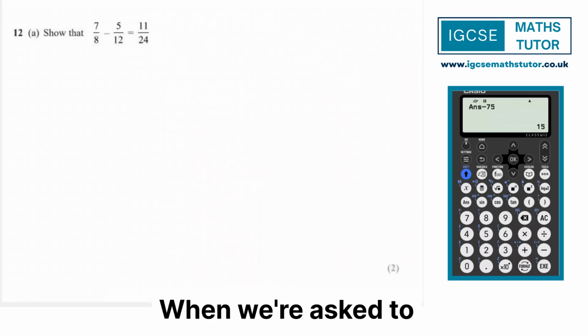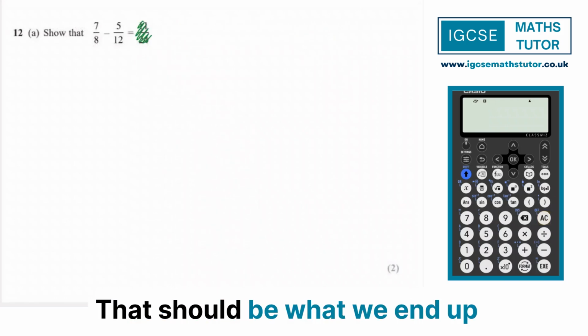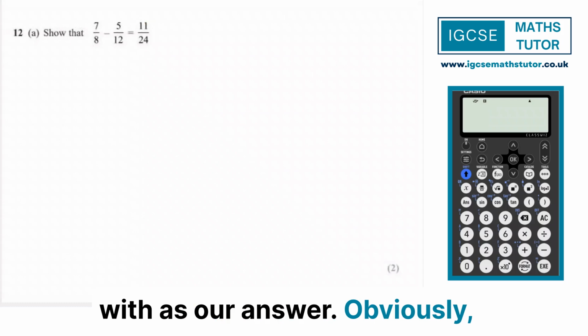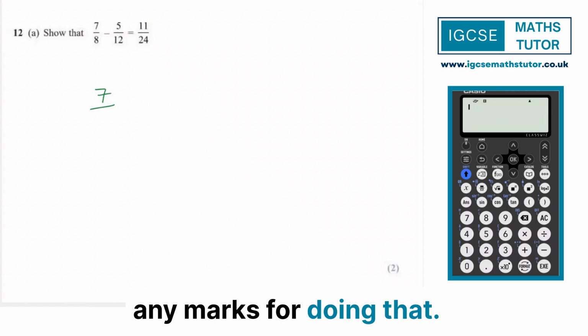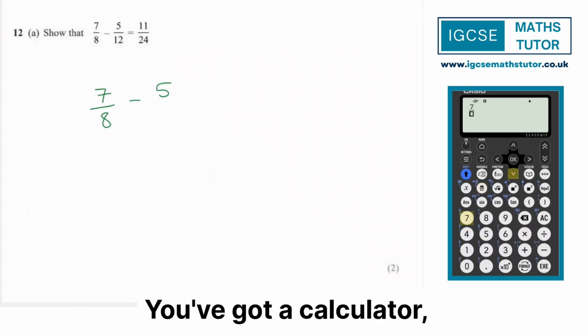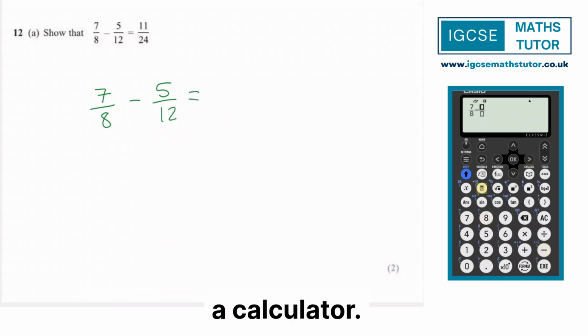Question 12, when we're asked to show something, you can kind of ignore this bit. That should be what we end up with as our answer. Obviously, you could just type this in your calculator, but you're not going to get any marks for doing that. You've got a calculator, but they want you to show them that you could do it without a calculator.